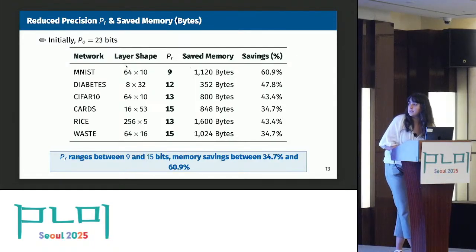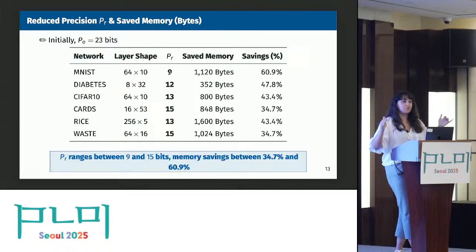For instance, if I take the MNIST example, we found that the reduced precision is equal to 9 bits, and we can save more than 60% of memory. With only a precision of 9 bits, we keep the dominance, and we do not violate the dominance of our neural network.